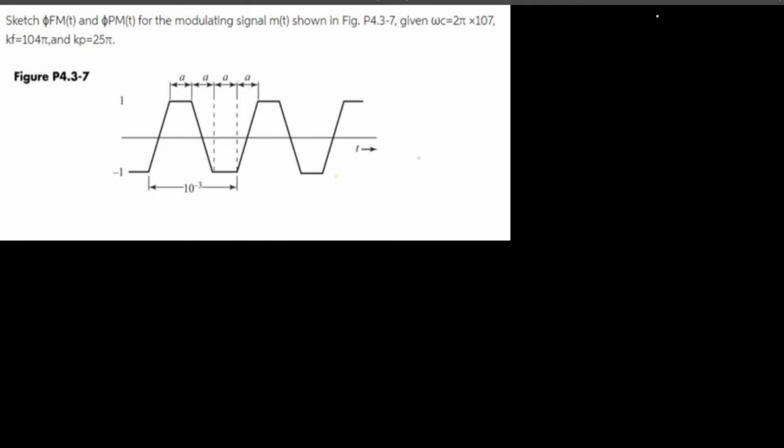Okay. Now let's look at the FM signal, but before that let's note down the given information. The first one given is omega c, that is 2π times 10 to the power of 7. Omega is 2π f. So from this one we know that f is going to be just 10 to the power of 7. That is carrier frequency in this case, because omega c, so this is fc, 10 to the power of 7 hertz.